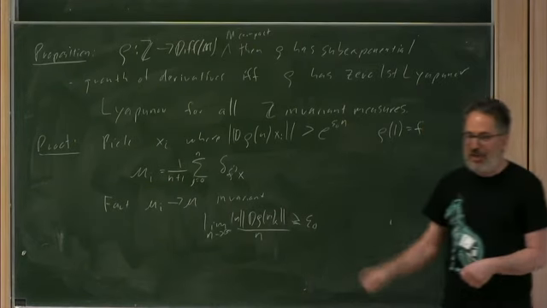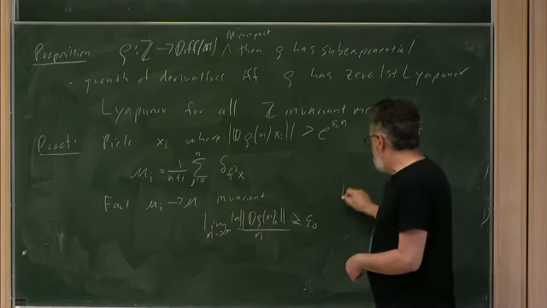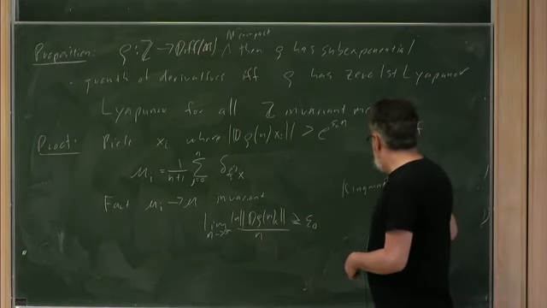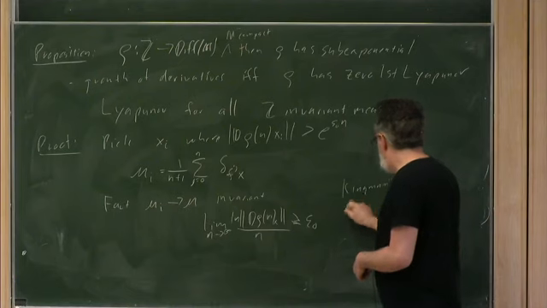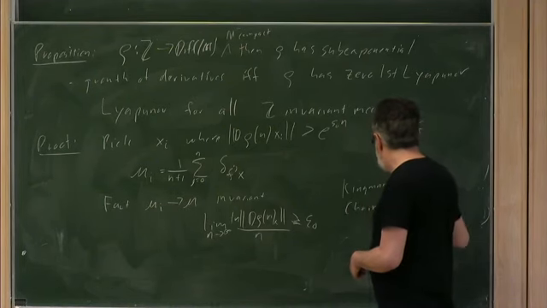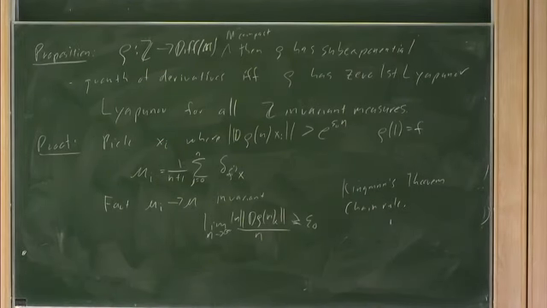There are only two ingredients in the rest of this proof that I'm not going to tell you. The two ingredients are Kingman's theorem, the subadditive ergodic theorem, and the chain rule. It's the only thing you need to know to prove the rest of the proposition. It's a very easy proposition.